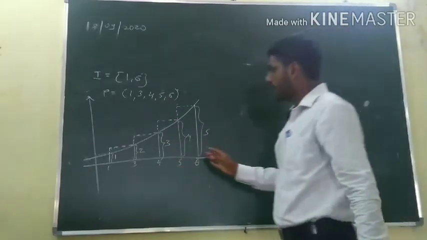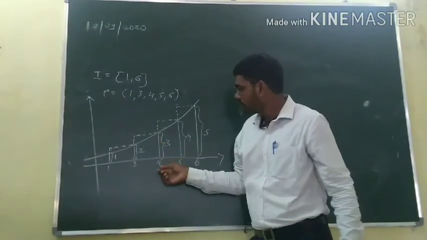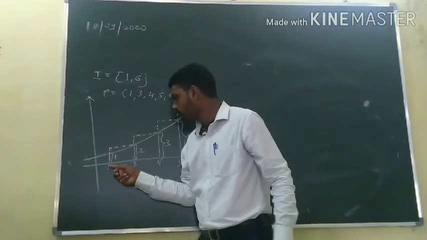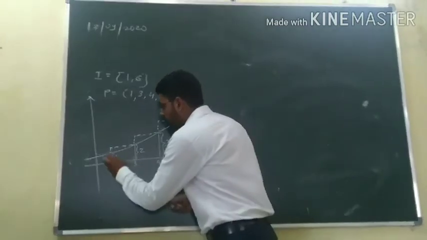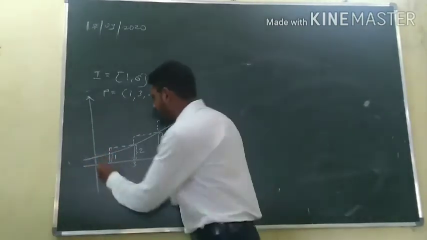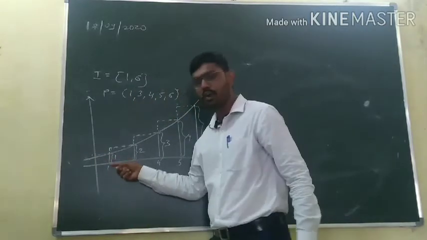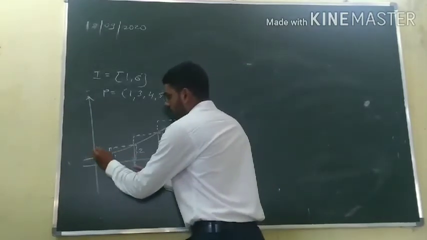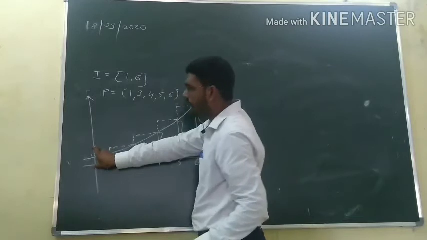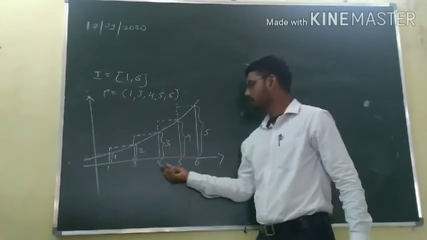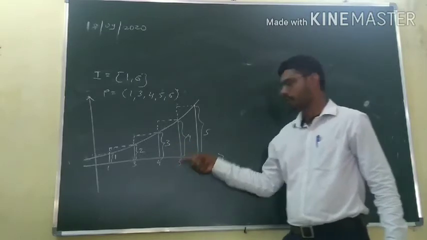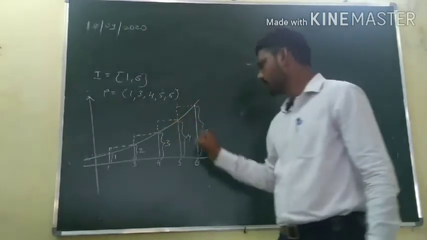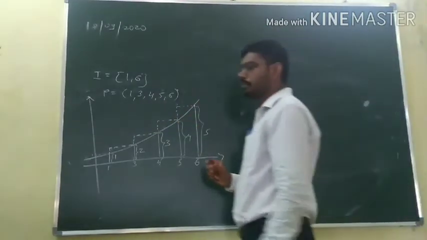And we have also been given the values of the function at some points. See, at 1, the value of the function is 1. This height along the y-axis is 1. So the value of the function at point 1 is 1. The value of the function at point 3 is 2. So this length on the y-axis is 2. Now the value of the function at point 4 is 3. At 5, 4. At 6, 5. So this data we have already been given. Now you have to find the upper and lower sum.